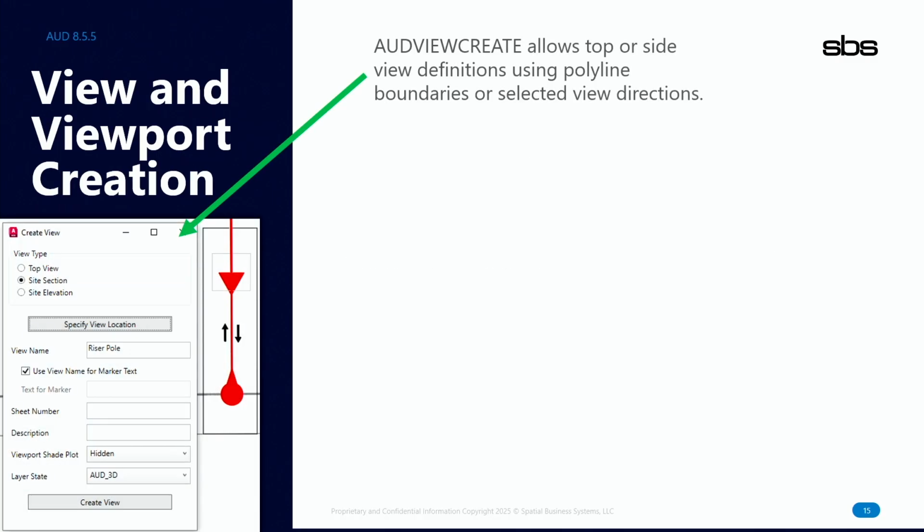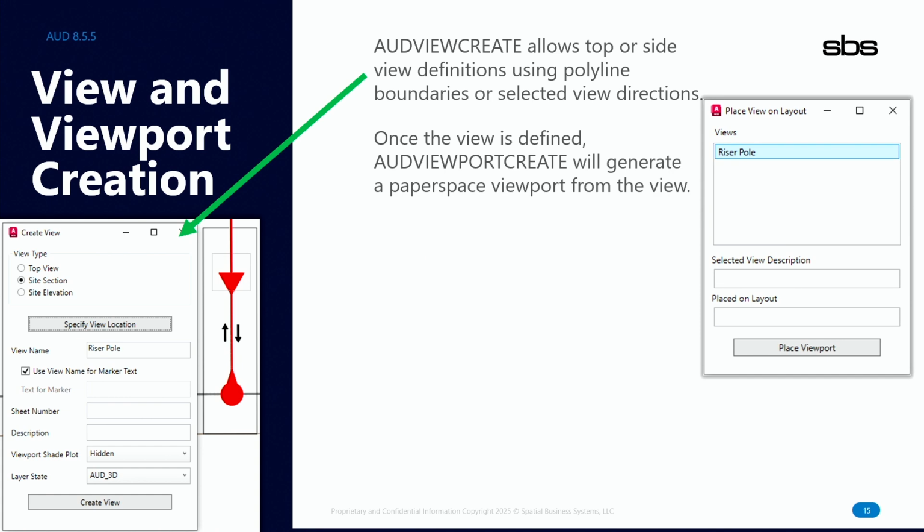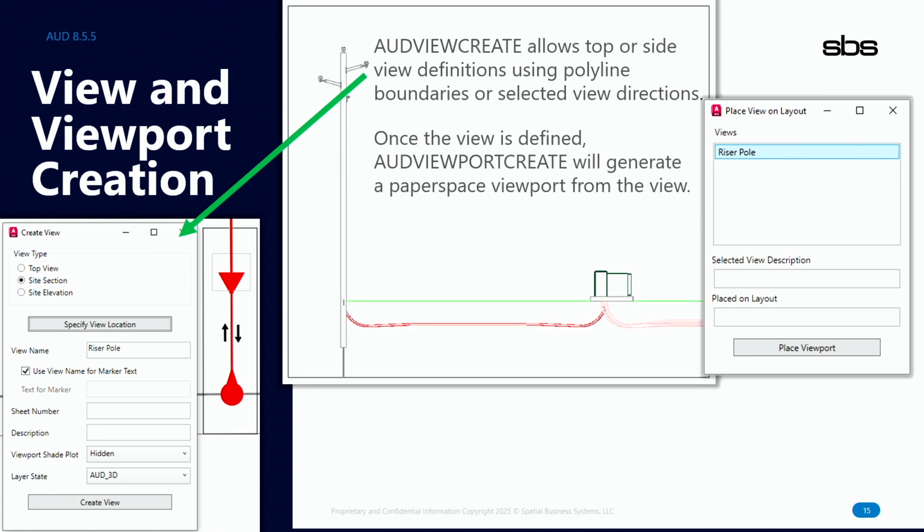The view and viewport creation allows you to create named views. And then once that view is defined, you can easily create a viewport. This can be used to create side section views. This will create a clipped view, so this can be used to create 3D side section views easily.